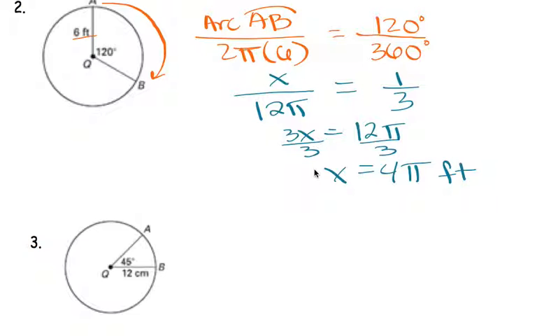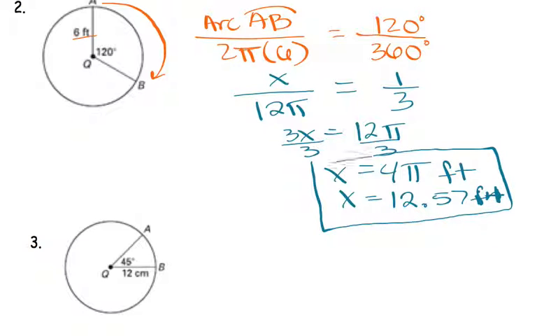If you were using your calculator, you probably would have put pi into the calculator. This would be 12.57 inches. Or sorry, feet, not inches, feet. 12.57 feet. And that would be the arc length for this particular problem.